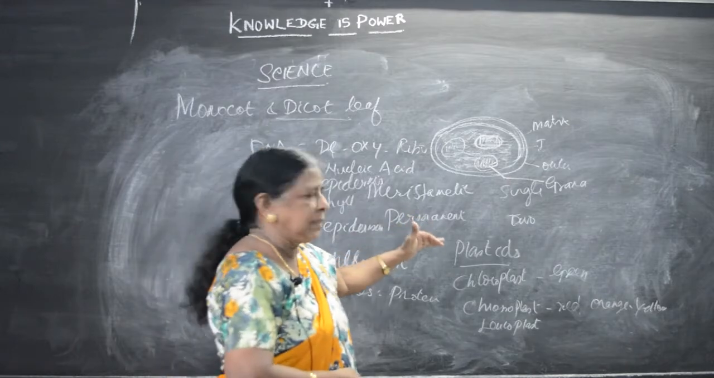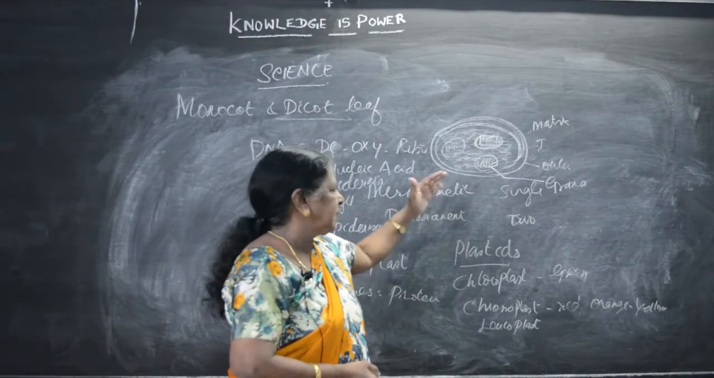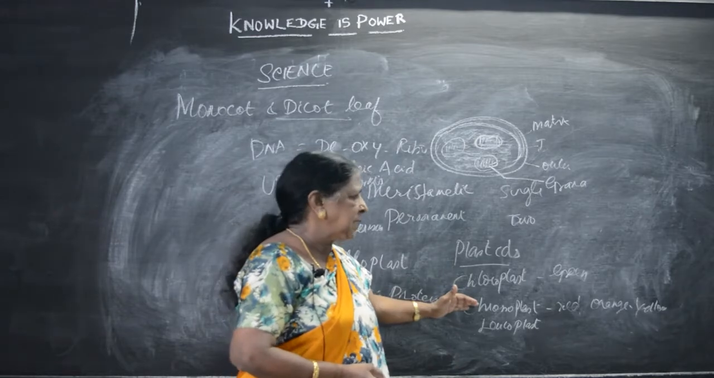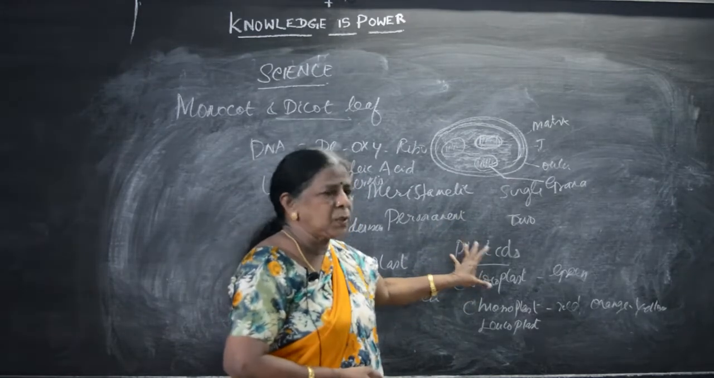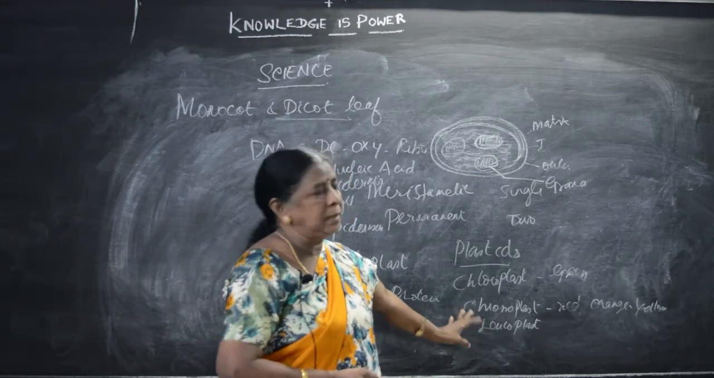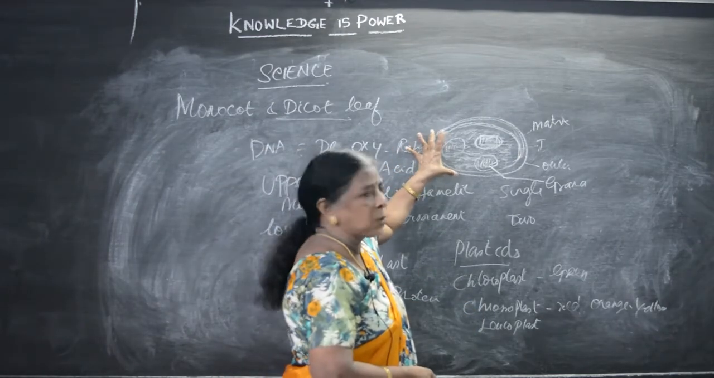So plastids are in the three colors I said. One is chloroplast, that is the green color where we can see the chlorophyll. The chromoplast is in the red, orange or yellow color. This gives the colors to the plant and leaves, and leucoplast is colorless. So the important thing among the plastids is the chloroplast.